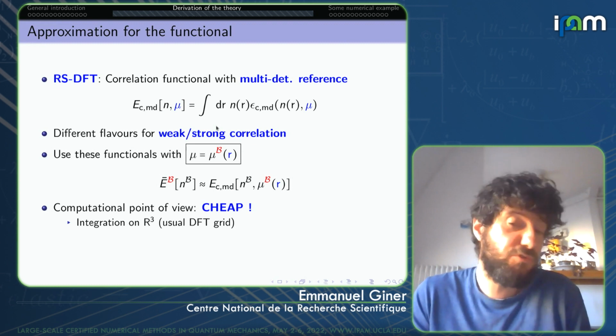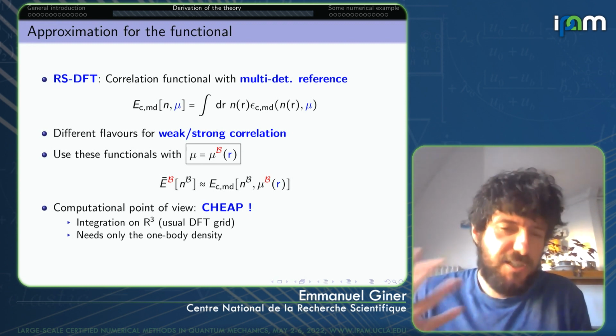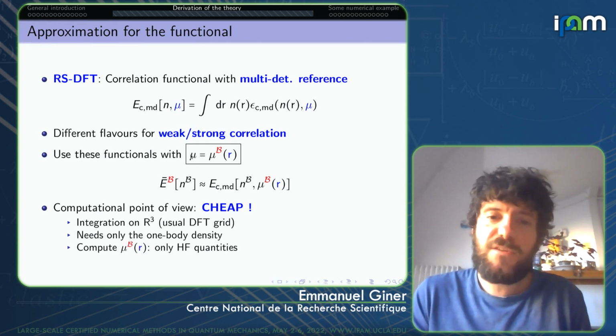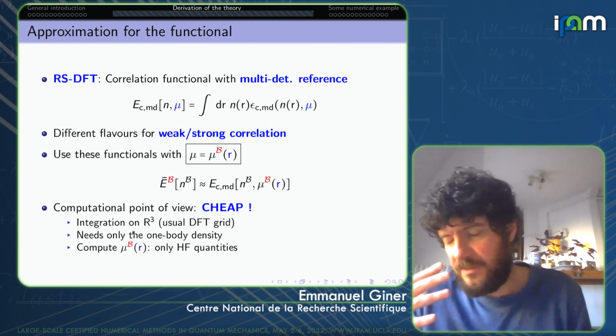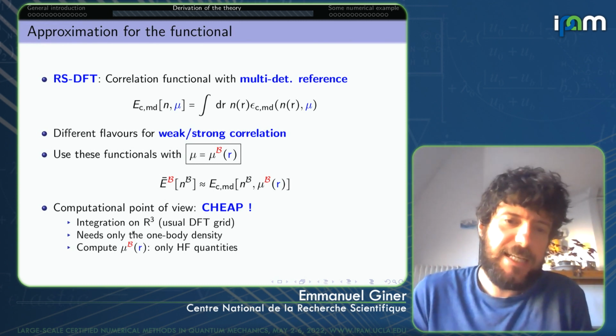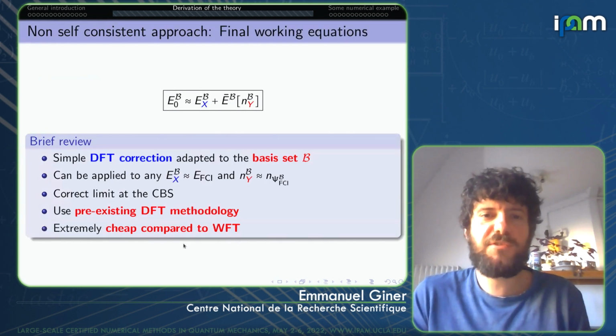So you can use the usual DFT grids. You only need essentially the one-body density, and the only part is to compute mu b, and I will spare you the math, but if you want, we can discuss that. You only need Hartree-Fock quantities. So okay, so far so good.